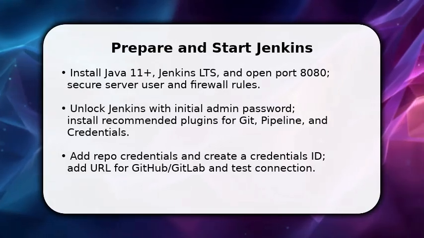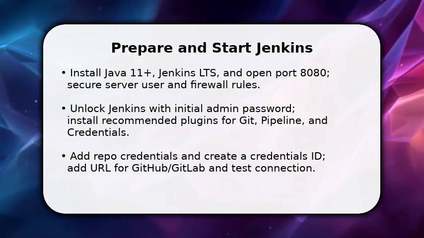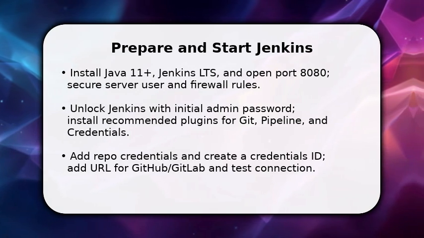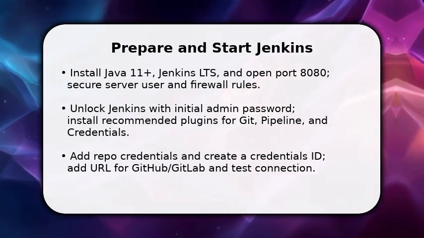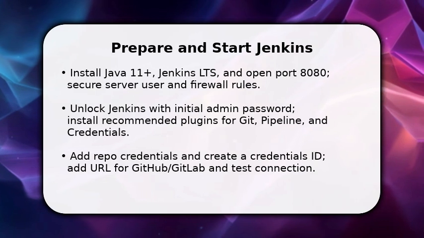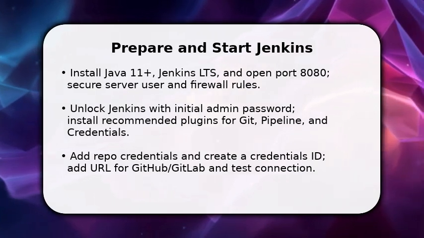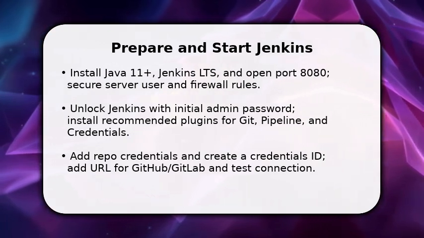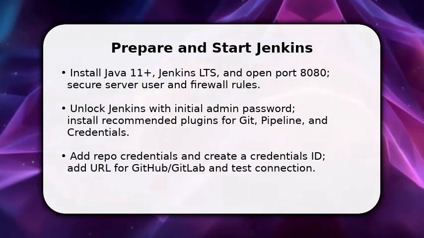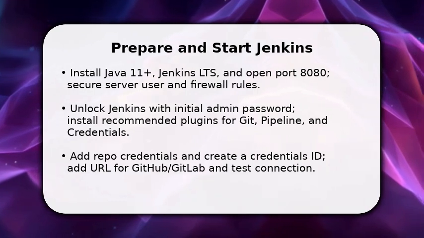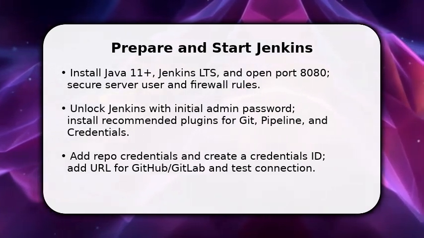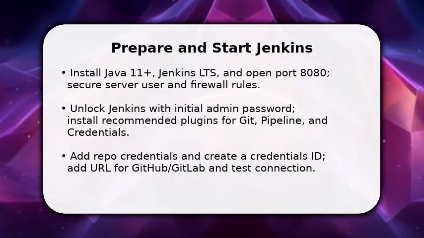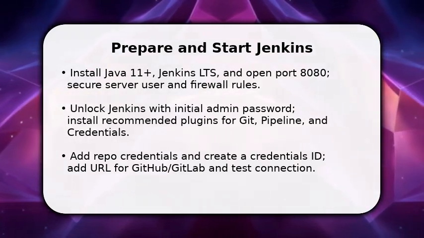You begin by getting the essentials ready: Java, Jenkins LTS, and a reachable server on port 8080. Install recommended plugins for Git, pipeline, and credentials to enable core CI features. Once done, unlock Jenkins with the initial admin password, create an admin user, and add repository credentials using a clear credentials ID. Make sure the Git host connection tests green. That step saves time later when pipelines need to clone code.